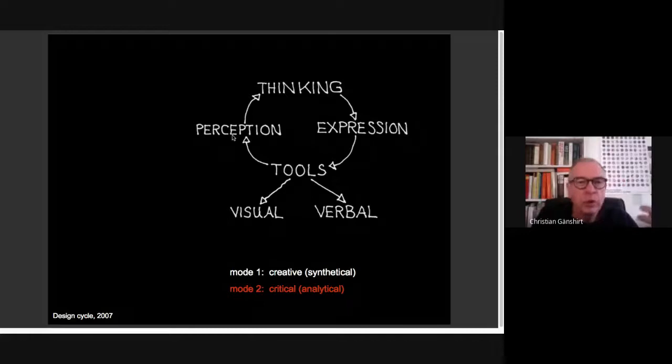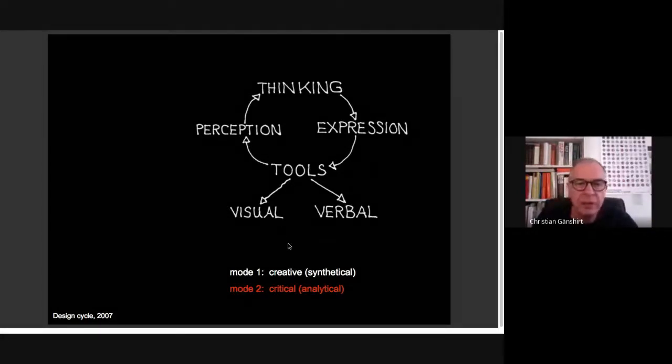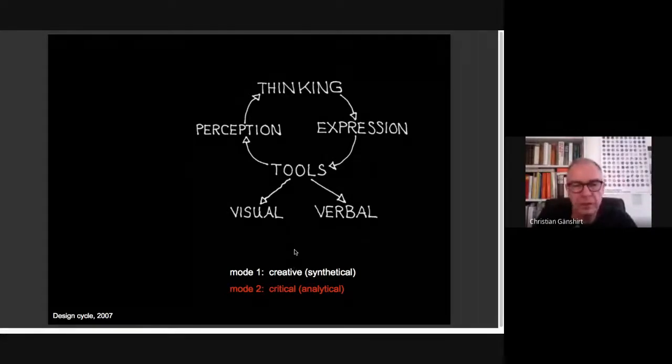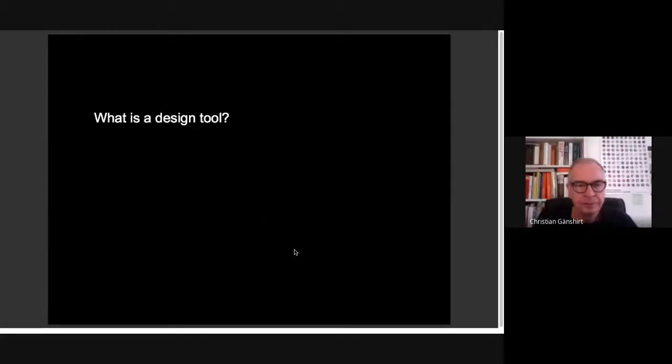We cannot see what we think without looking at the tools, and we cannot keep thinking without perception. So these are the essential steps of design, and we need to do them in a creative mode as much as in critical modes. So it's also essential to be clear about creativity and about criticality.